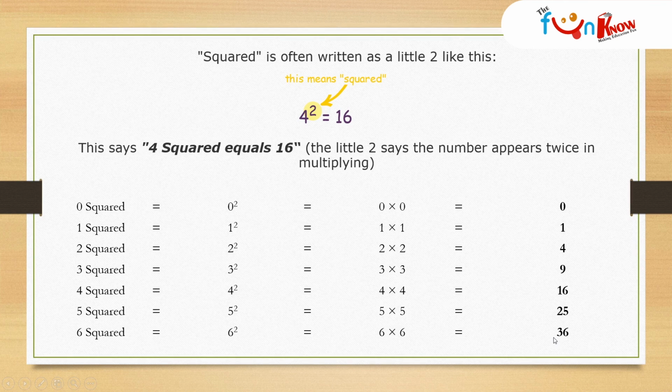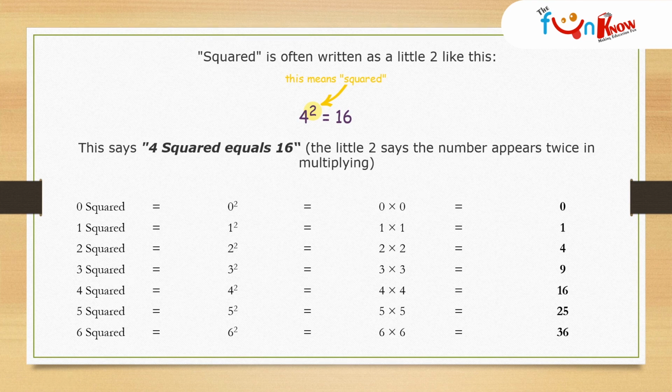So henceforth, if someone asks you the square of 6, you will say 36. Square of 5, you will say 25. Square of 4, you will say 16. Square of 3, you will say 9. Square of 2, you will say 4. Students, this goes on. You can find the square of any number. You just have to multiply that number 2 times.